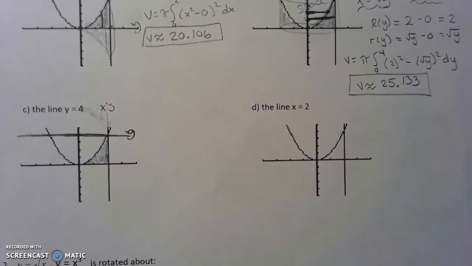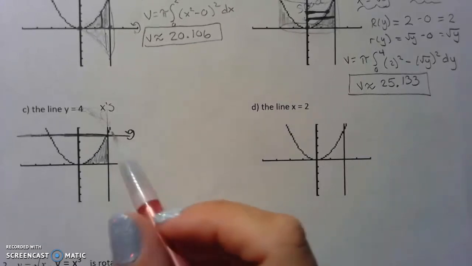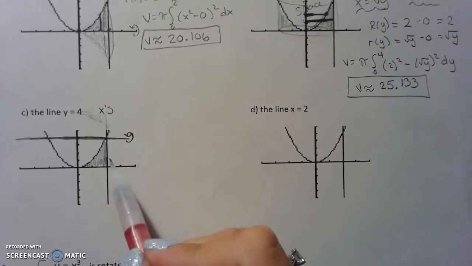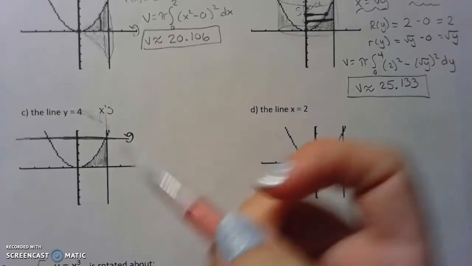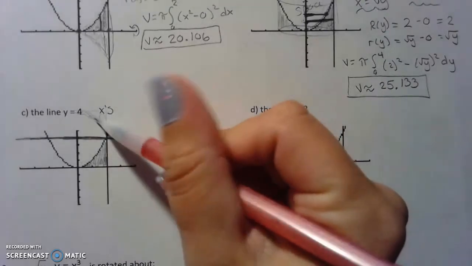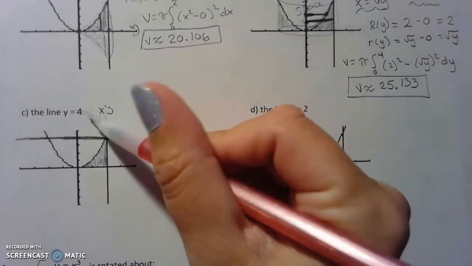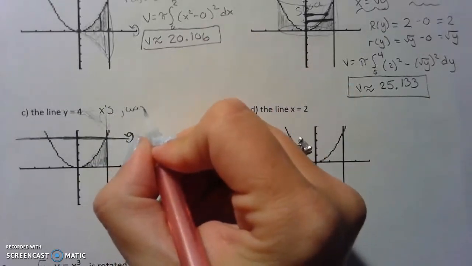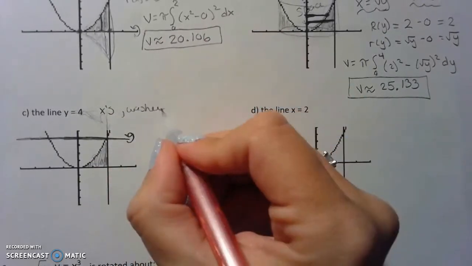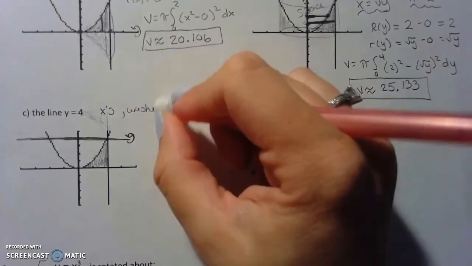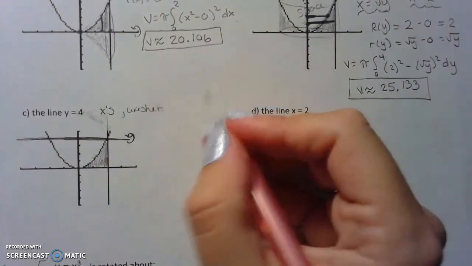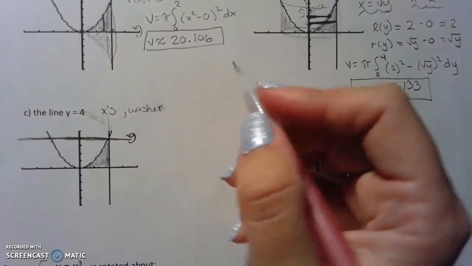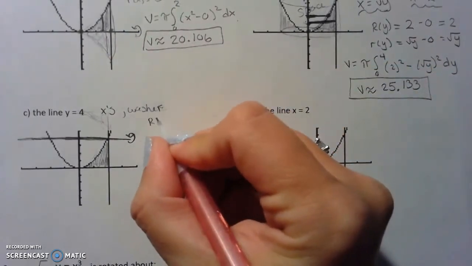Alright, so now what we're going to do is let's figure out, is this washer or is this disc? We're going to notice that we have this bunch of empty space here. So if we have space, that means we're going to be using the washer method. Sorry, that R is really not very good. The washer method. So let's find the radius to the outside.